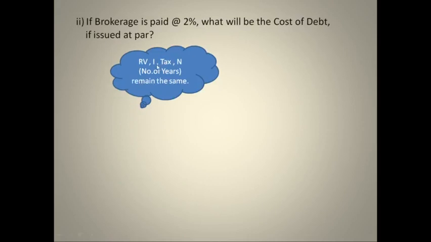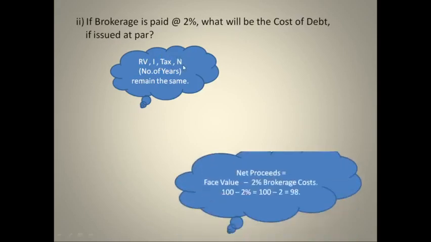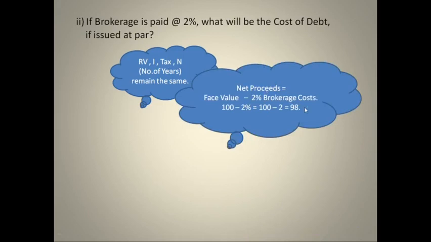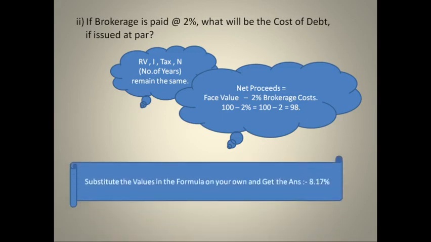Interest rate given in the question is 12%, tax rate is 35%, and number of years is 7 years. And we just discovered that the net proceeds is rupees 98. Alright friends, so simply what we will do is substitute all these values in the formula and get the final answer as 8.17%. So we can conclude and interpret the answer by saying that the cost of debentures which are issued at par is 8.17%, which also includes the flotation cost and everything inside it. Okay, my dear friends? Fine.